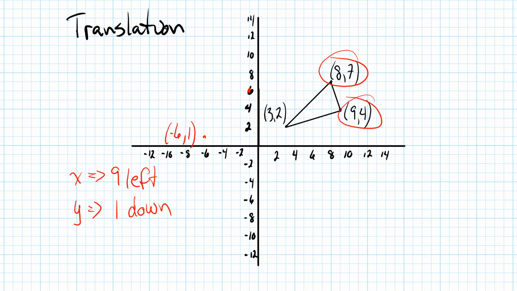Looking at the last coordinate, (9, 4), if we subtract 9 from 9, we're going to end up at 0, so we know we're going to be somewhere right on the y-axis. And the 4, we're going to just subtract 1 from it, so it's going down to 3. So we're going to end up at (0, 3), which is right there. We can then connect up those 3 points, and we have the image of our translation.